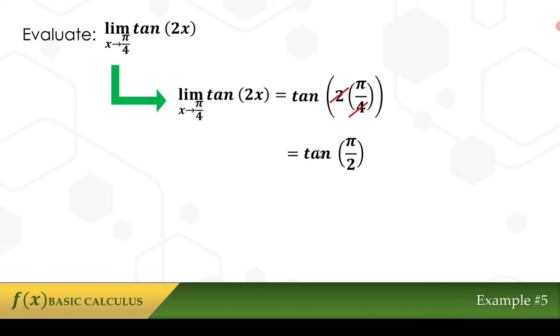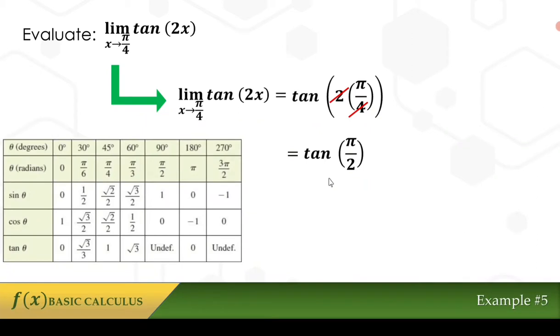Now, what is the value of tangent pi all over 2? Let's check the table again. So this is tangent, and then pi all over 2. So the value is undefined. Okay? So if that's the case, guys, if the value is undefined, meaning the limit does not exist.